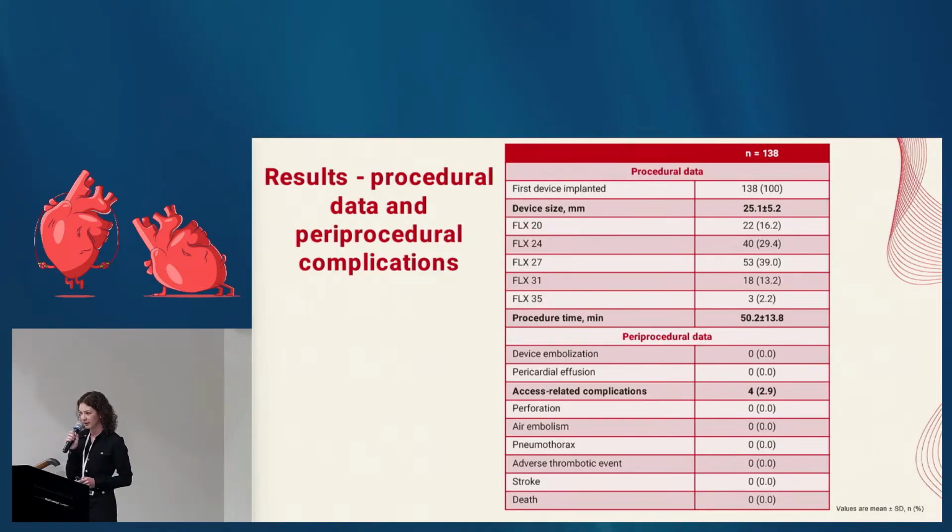Based on procedural data, the implantation was successful in all of the patients. The mean Watchman Flex device size was 25.1 millimeters, with the most common size being 27 millimeters. The median procedural time was 50 minutes. As for periprocedural complications, they occurred in 4 patients, and all of them were associated with the venous access site.